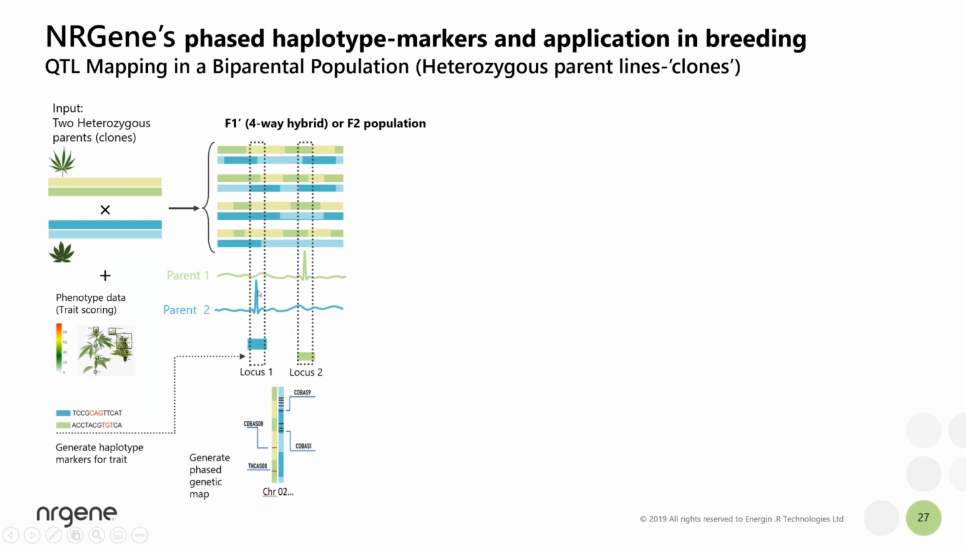For instance, if you want a specific phenotype, you have to have the dark blue phenotype in your clone or seed. And we decide on being homozygous or heterozygous. We can do all of that. And we generate markers that enable us to pinpoint this particular region, and a phased genetic map used in the breeding process.